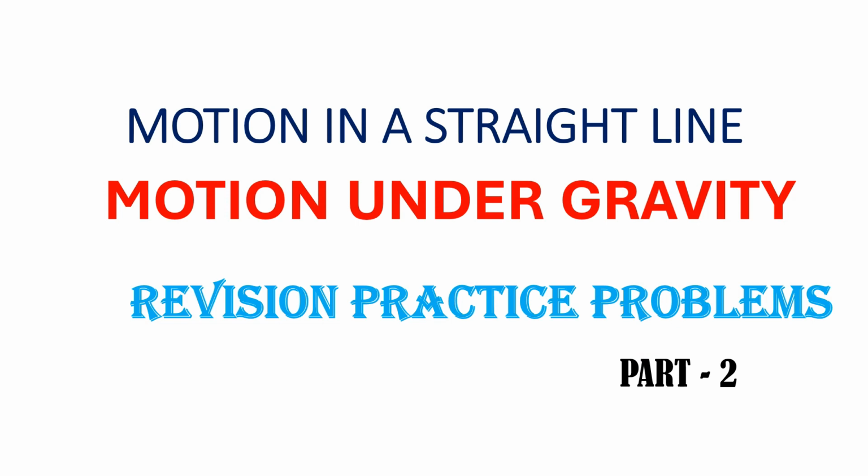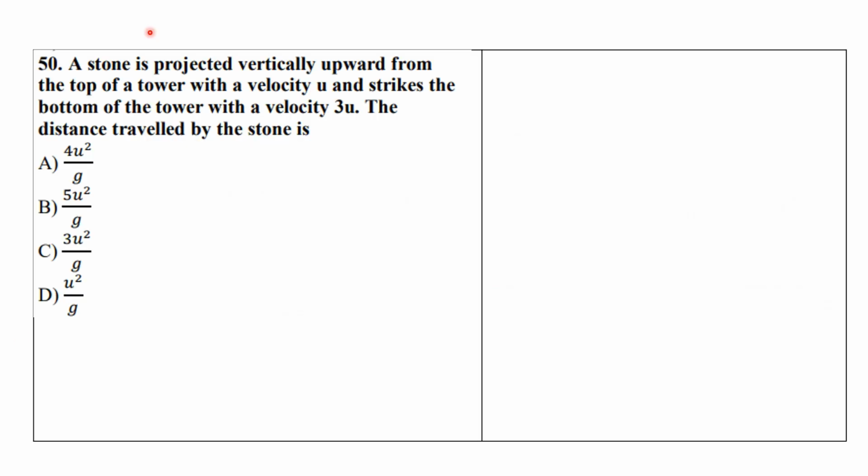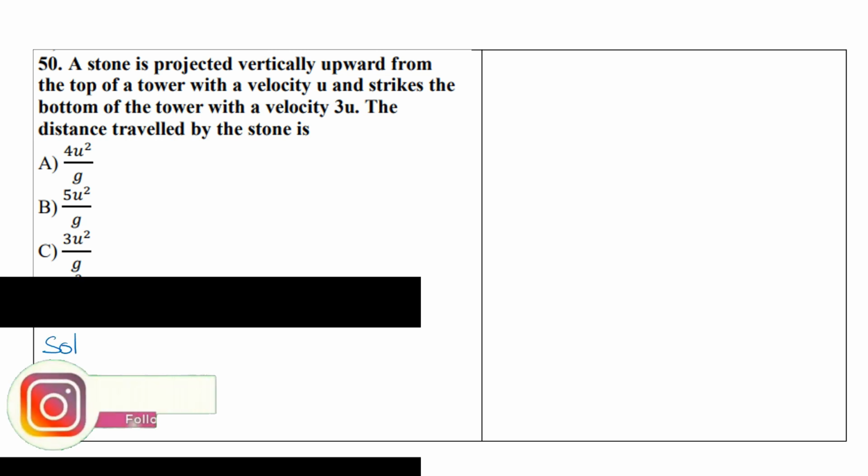First one. A stone is projected vertically upward from the top of a tower with velocity u and strikes the bottom of the tower with velocity 3u. The distance travelled by the stone is, here we have to calculate the distance travelled by the stone. Let us go to the solution.